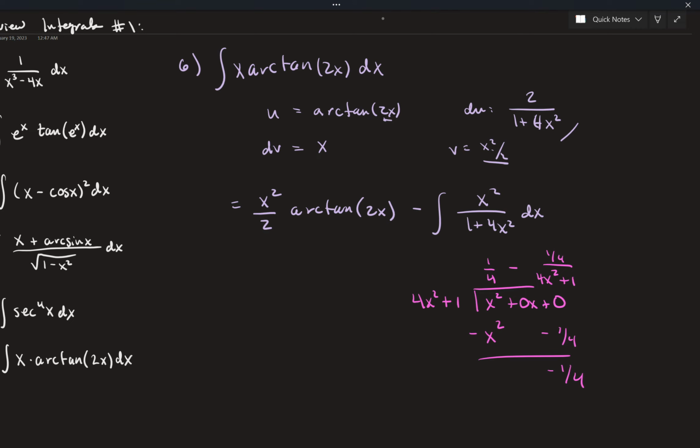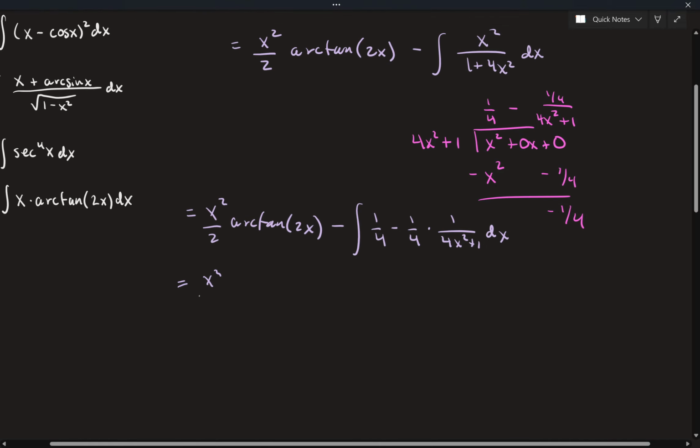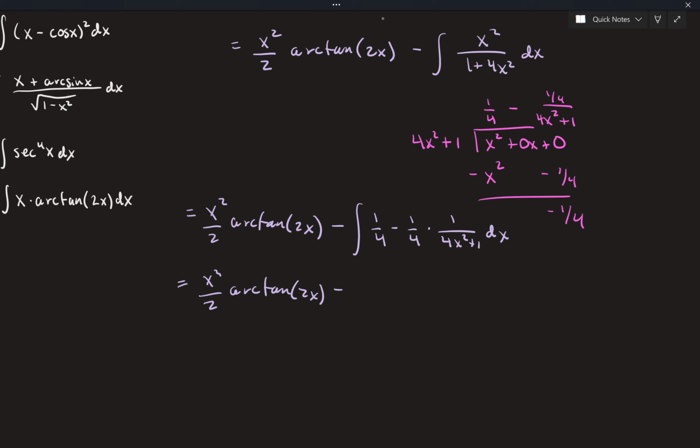So I'll just recopy my answer: x squared over 2 arctan of 2x minus the integral of 1/4 minus 1/4 times 1 over 4x squared plus 1 dx. Okay, now we've got x squared over 2 arctan of 2x minus, the integral of 1/4 is x over 4. Then I have the integral of this part.